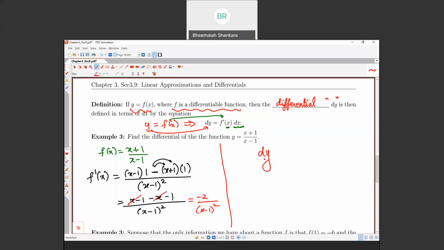Differential of the function y is dy equal to the derivative f prime times the small increment dx. So dy in the problem remains the same dy, but we did find f prime to be negative 2 divided by (x minus 1) squared, times dx. So the differential of the given function is this.